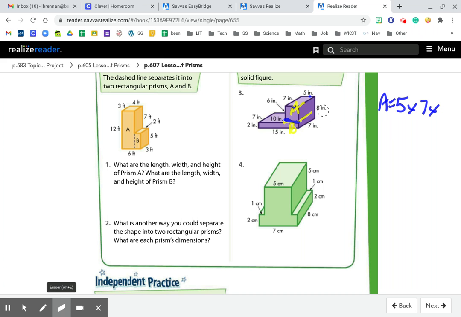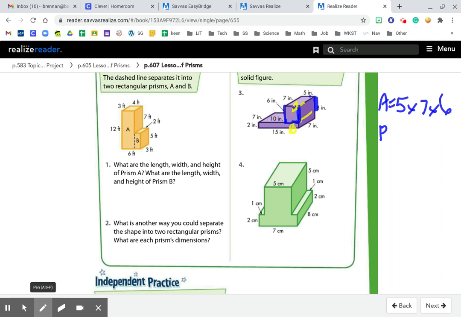It's not 8 because remember we chopped it. So we're looking for this line right here. So we want a height, this part of it. So it's less than 8. And the opposite side, that'll be 6. 5 times 7 times 6.